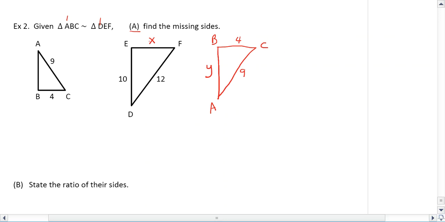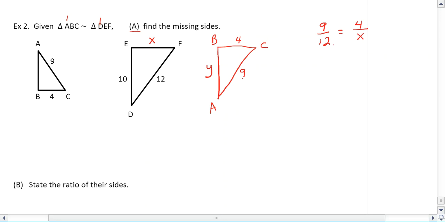So if I'm going to find X, for instance, we need to have a proportion with 3 numbers in and 1 unknown. So this side 9 corresponds to the side 12 because AC corresponds to DF. So I could say 9 is to 12, and you'll notice I put the small triangle over the large. You need to be consistent. If you have small over large, then you have to have small, which is the 4, over the X, which is on the large.